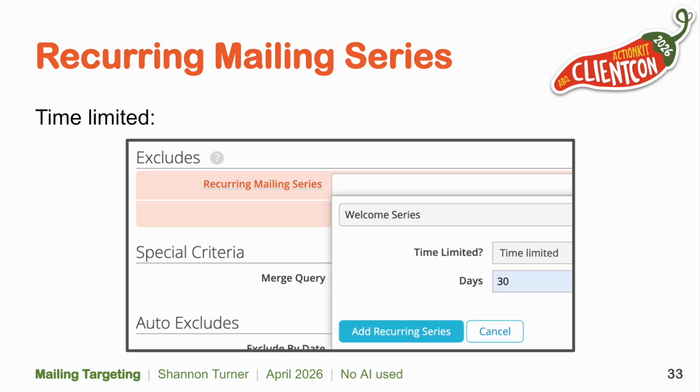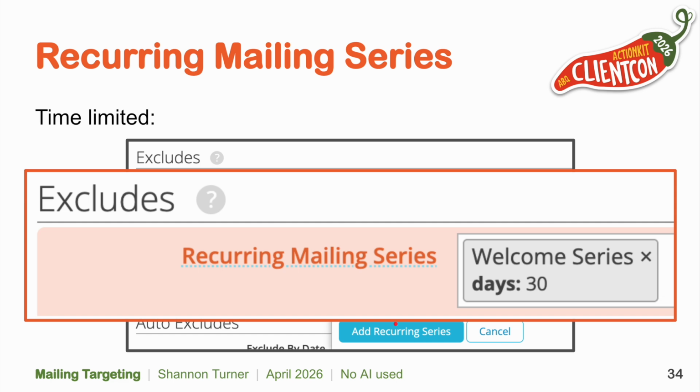Now, in some situations, it might make sense to say, well, a user might be eligible for this recurring series sometime in the future. So here, with the time limited, we're saying this user can't get the same welcome series twice in a 30-day period, maybe 30, 60, 90, up to you. But if a user unsubscribes and then maybe resubscribes sometime later, they could then get this welcome series once again. And here's what it looks like once you've clicked through.